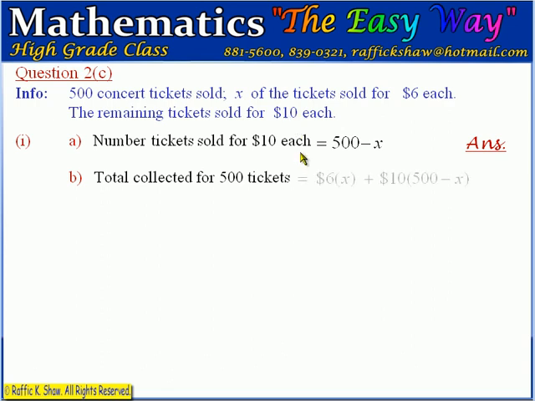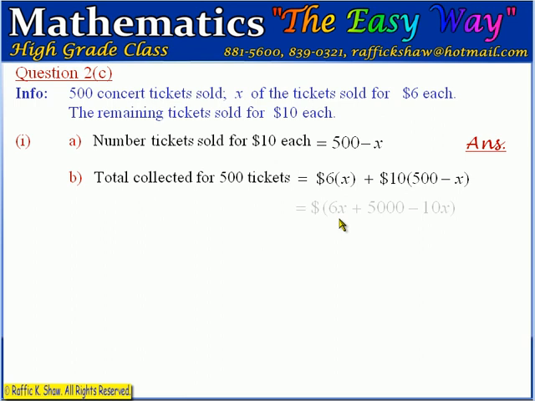So let's show that calculation. And this is it. The amount collected for the $6 tickets would be $6 multiplied by X because there are X of those tickets. And then the amount collected for the $10 tickets would be 500 minus X multiplied by 10 because the number of tickets sold for $10 would be 500 minus X. And so this represents the total collected for the 500 tickets.